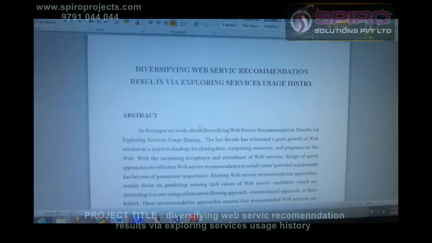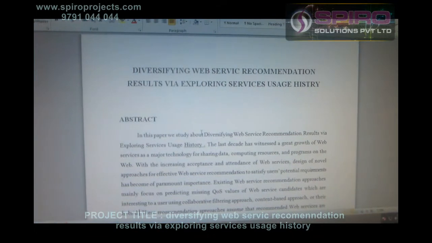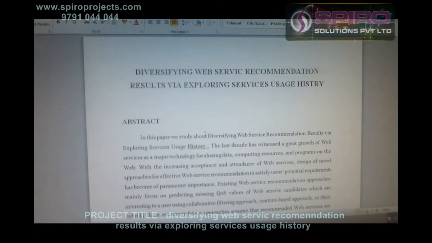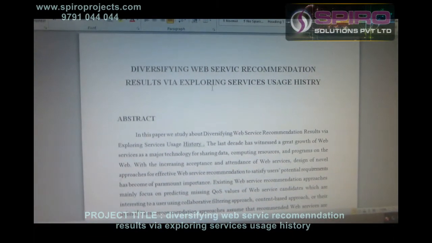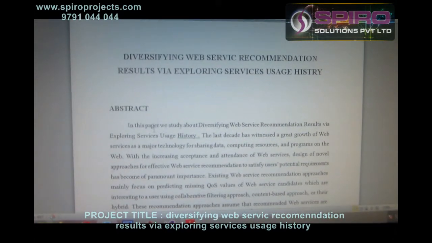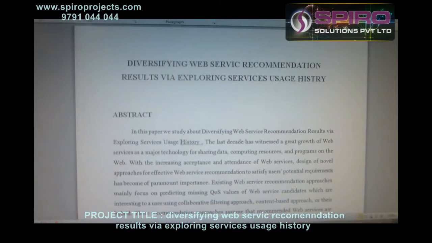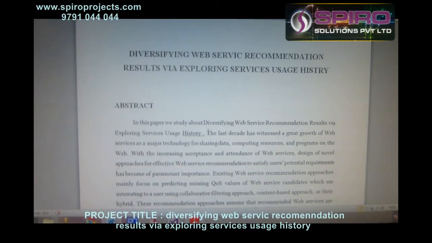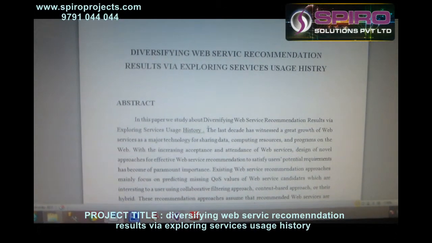Our title is Diversifying Web Service Recommendation Results. We are exploring service usage history. Here, based upon the usage history, we will recommend the web services. In the abstract, in this paper we study diversifying web service recommendation results. We are exploring service usage history.